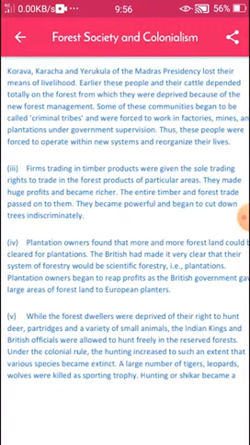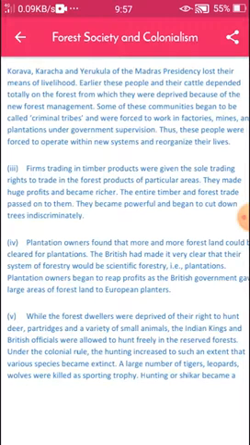Korava, Karacha and Erukula of the Madras Presidency, who lost their means of livelihood. Earlier, these people and their cattle depended totally on the forest, from which they were deprived because of the new forest management.